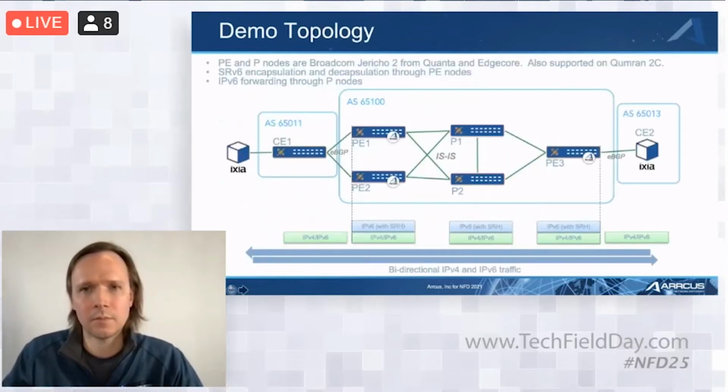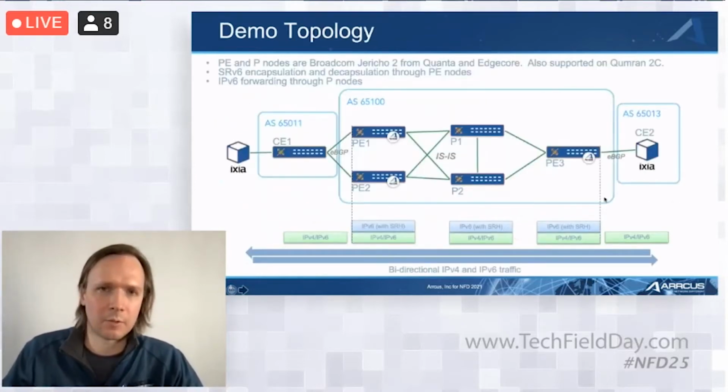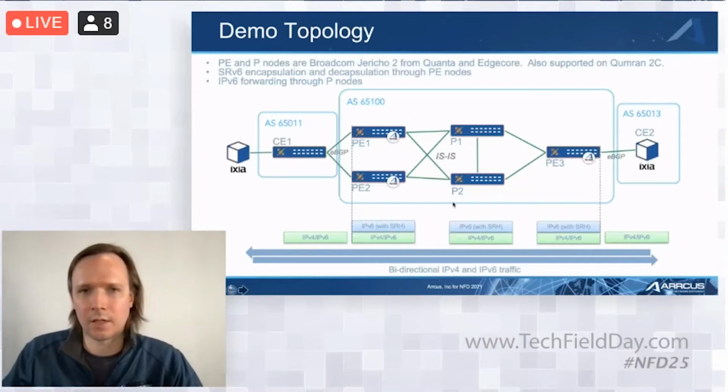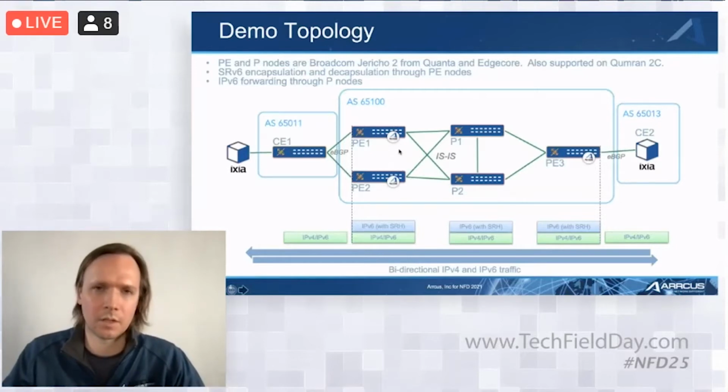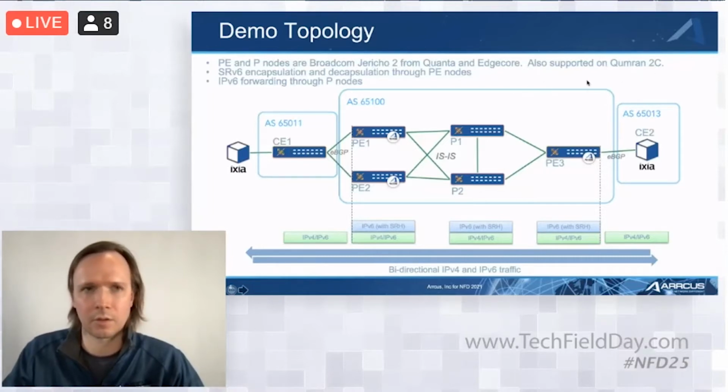The demo topology that I'm going to show has a number of ArcOS routers. These are all Broadcom Jericho 2 based from a combination of Quanta and EdgeCore. We also support SRv6, L3 VPNs, and the other functionality on Qumran 2C or Q2C from Broadcom.